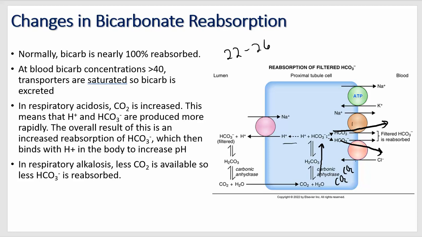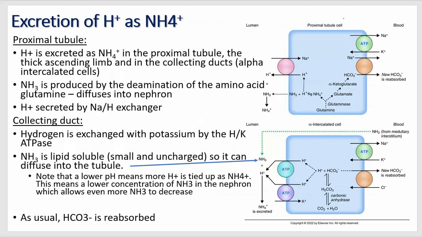increase pH. Okay, so in respiratory alkalosis, less carbon dioxide is available, so less HCO3 is reabsorbed. So this process will kind of slow down if we don't have enough carbon dioxide. It's a natural little process that slows down, and so during alkalosis, that will cause the pH to rise because there's less bicarbonate to neutralize those hydrogens.